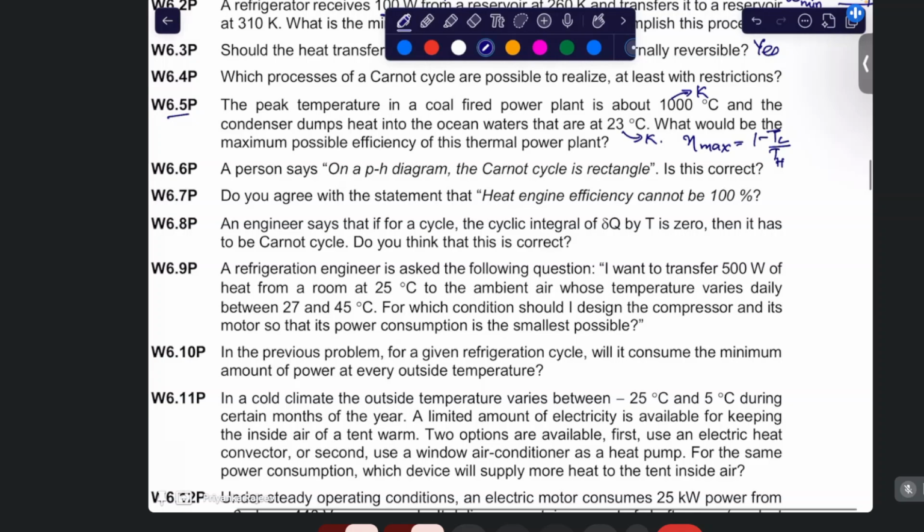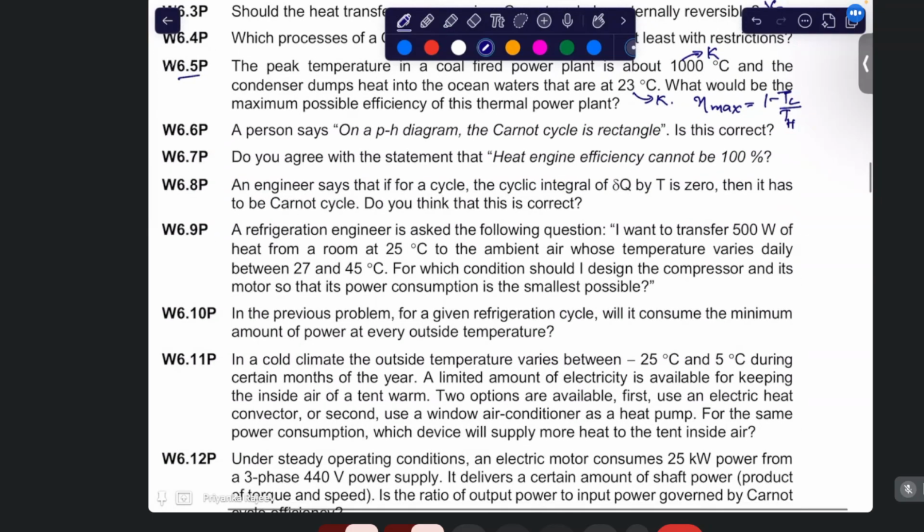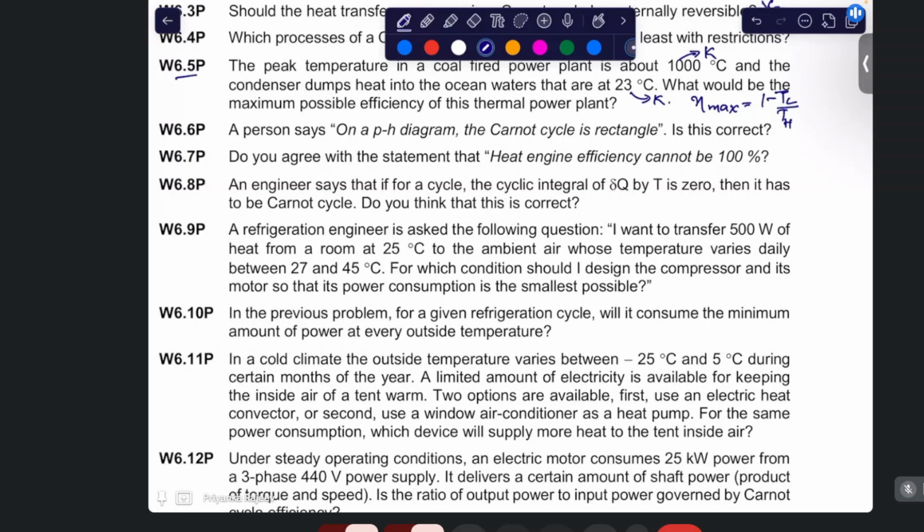So that will come around 75 percent, because 1000 is 1273 Kelvin, and 23 is about 300 Kelvin. So it will give you almost 1 by 4. And 1 minus 1 by 4 will be almost 75 percentage. Okay, 0.75, that is 75 percentage.